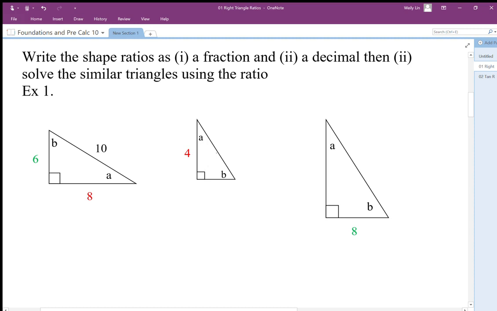So I want to find the unknown. I've been given a right triangle here. All the sides have been solved for. I just want to figure out what the sides of these other two triangles look like.